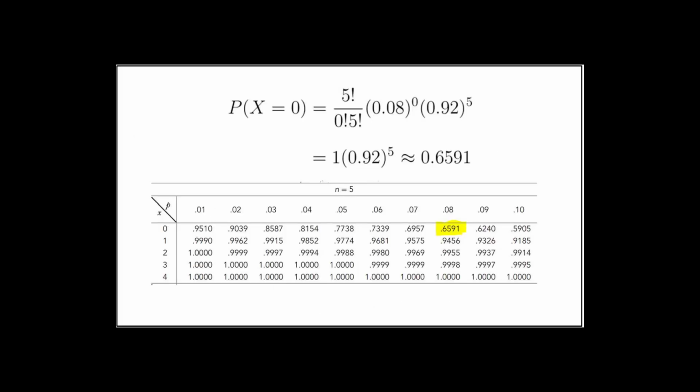We have calculated the probability when x is equal to 0 by hand. We can also find the probability using the binomial table. We have p equal to 0.08 and x equal to 0. Then the probability associated with x equal to 0 and p equal to 0.08 is 0.6591, which is the same as the result calculated by hand.